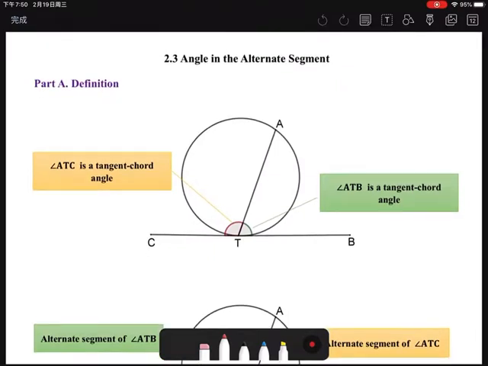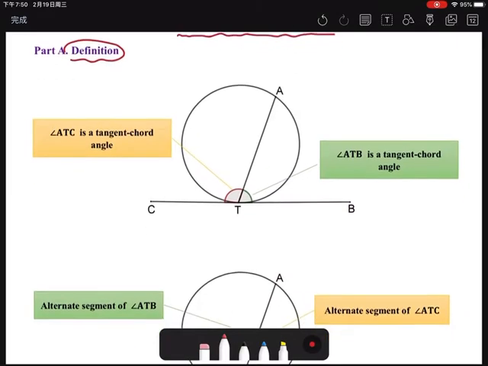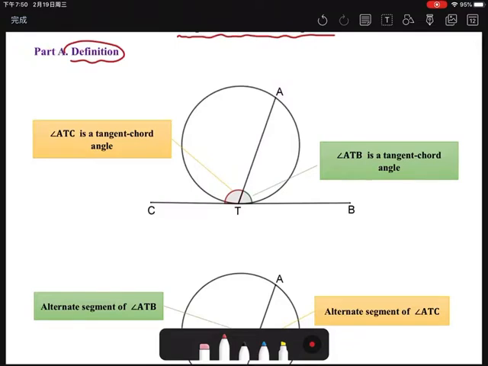Alright, girls. So now let's do a revision on section 2.3, which you have learned in Form 3. This section is about angle in the alternate segments. Firstly, let's learn some definitions. I should introduce a kind of angle for you.